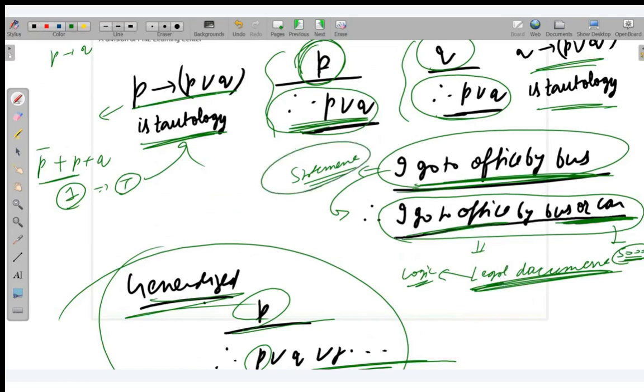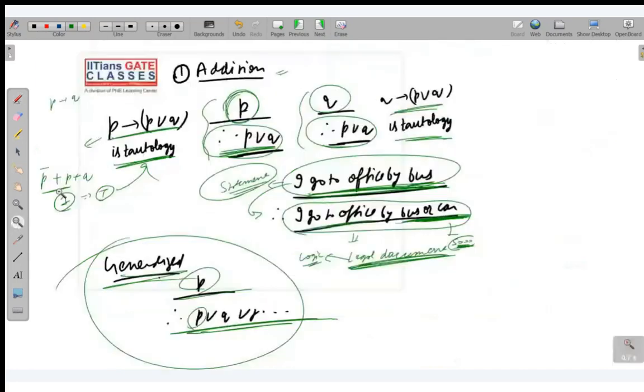I go to office by bus. Now he will check his legal document and he will check the statement that I go to office by bus or car, then you will get 5,000 rupees. Okay, he will say: you are saying bus and I am saying bus or car. So bus means bus or car, obviously true. So you will get 5,000 rupees. That is the way.